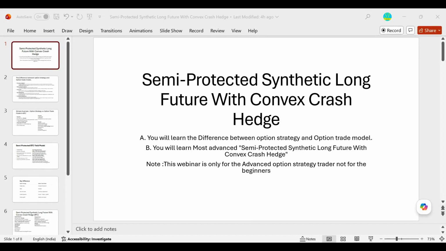In this session, first and foremost, we are going to learn the semi-protected synthetic long future with convex crash hedge method. This is a very long name and slightly complex also, but for those who are into the market or into option strategies, this is a very high-quality and useful learning.